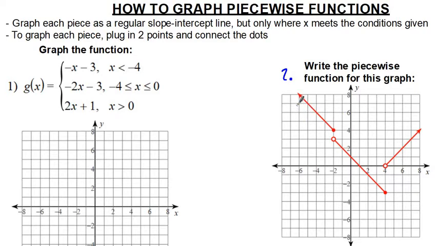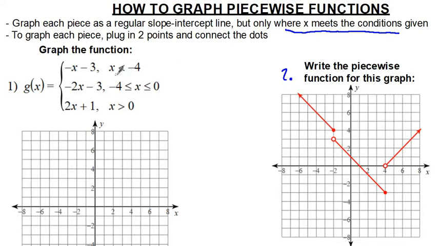So here's the main idea, or the main way to graph a piecewise function. We've already kind of done it. We know how to graph things in slope-intercept form. The only difference here is we have to graph them only in the positions or only in the points where x meets the conditions that we're given.